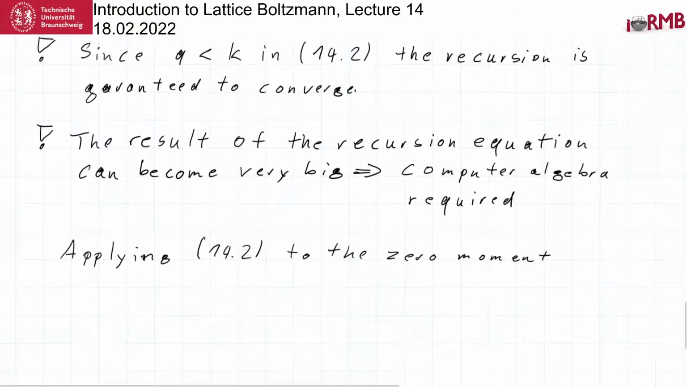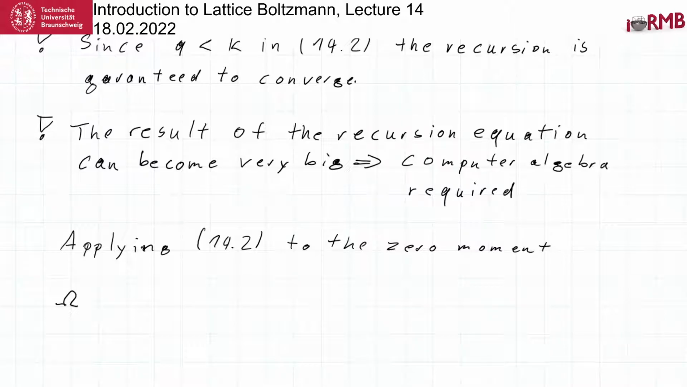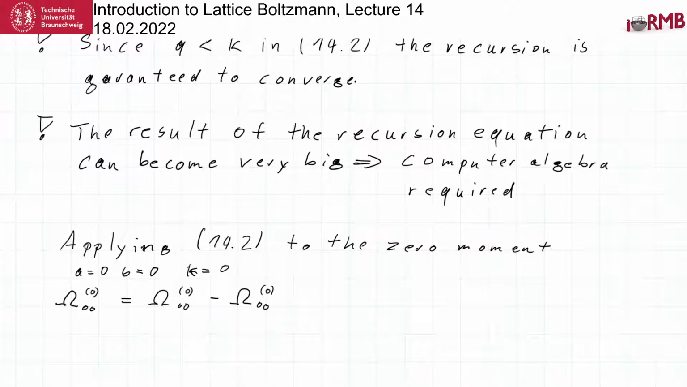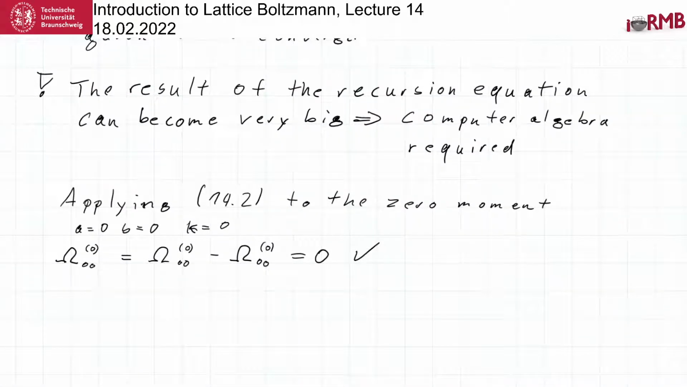So what is going to happen? Zero moment means we have A equal to 0, B equal to 0, and K also equal to 0. Then we have omega 0,0,0, which becomes omega 0,0,0 which we have in front, minus the only thing that the equation delivers, omega 0,0, and this is 0. So everything is 0. There's no problem with this, but it doesn't tell us anything.